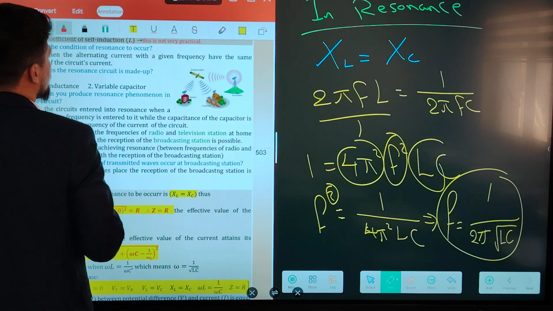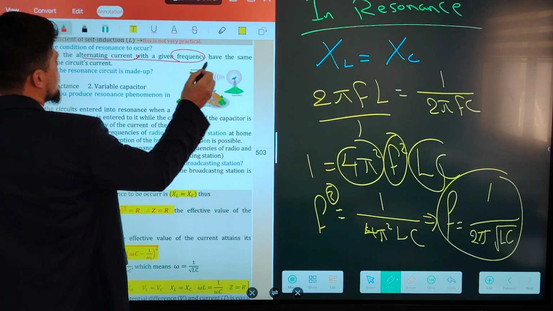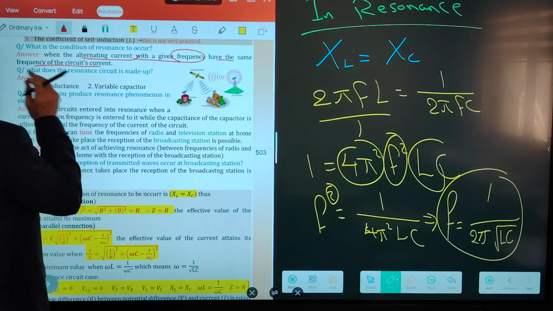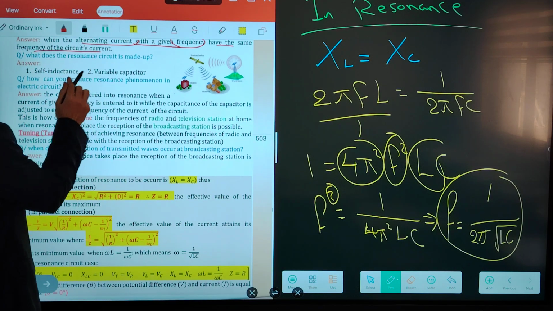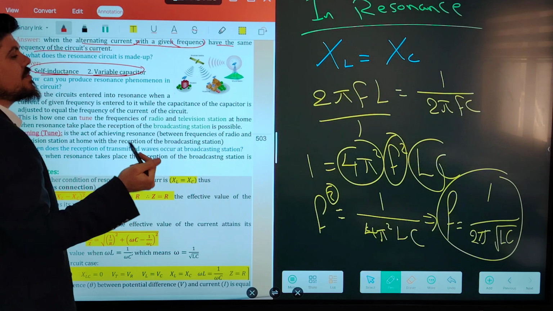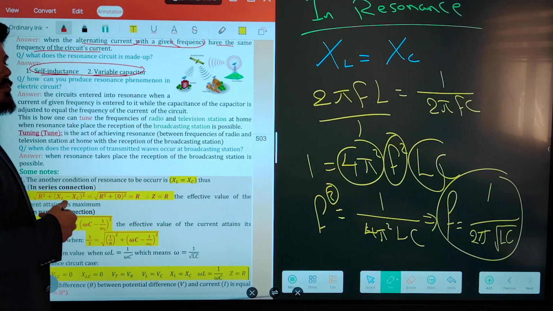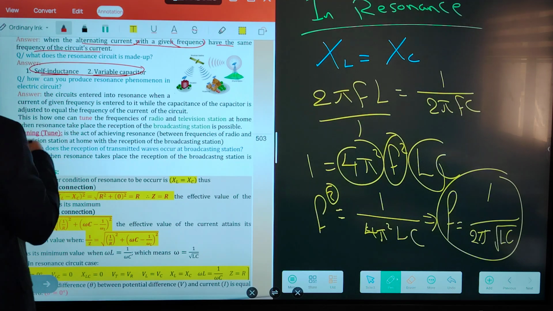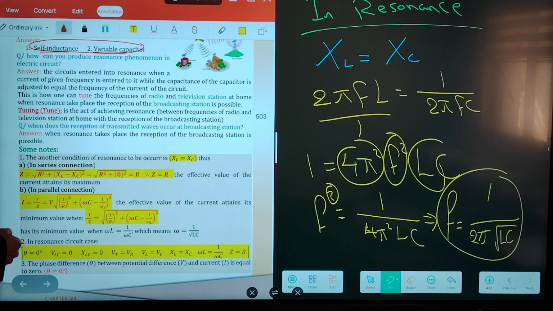What is the condition for resonance to occur? When alternating current with the given frequency has the same frequency as the circuit's current, okay, of the oscillating circuit. What is the resonance circuit made of? Coil of inductance and variable capacitor. What do I mean by variable capacitor? We can adjust the frequency by changing the capacitor, okay? So this is how you can produce the resonance phenomenon in an electric circuit.